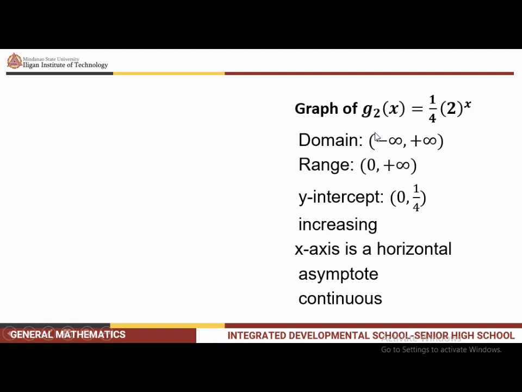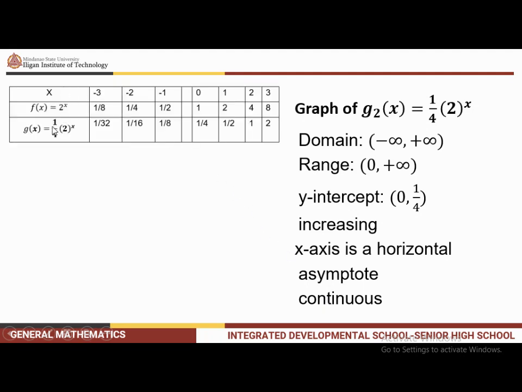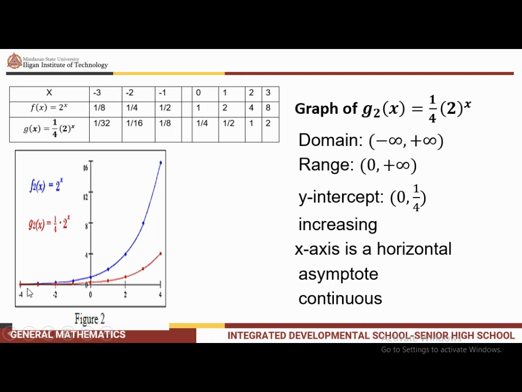So yung domain nito is just a set of all real numbers. Yung range is just 0 to positive infinity. Yung y-intercept, kapag i-substitute mo yung x equals to 0 dito, ang answer natin is 0, 1/4. And the graph is increasing. The x-axis or y equals to 0 is the horizontal asymptote and it is continuous. Okay, so you'll construct the tables. After constructing it, we need to graph.